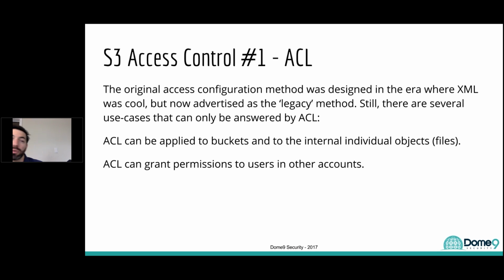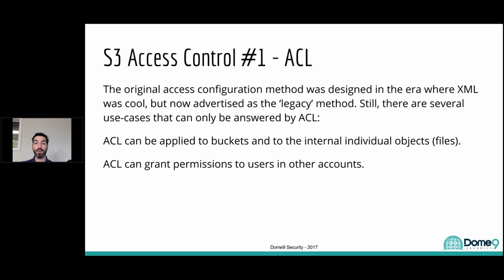The first access control that I would like to address is AWS ACLs, S3 ACLs. This is the original access control method that was there from the first days of S3. That specific control was designed in the days where XML was cool, but now it's advertised as the legacy method. Still, there are several use cases that can only be addressed or answered by ACLs.